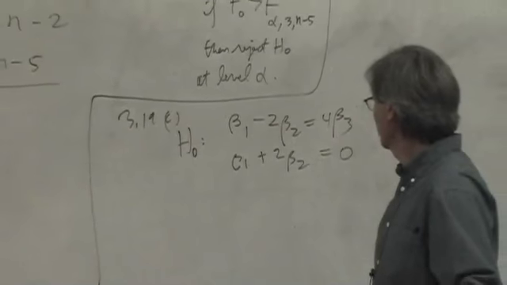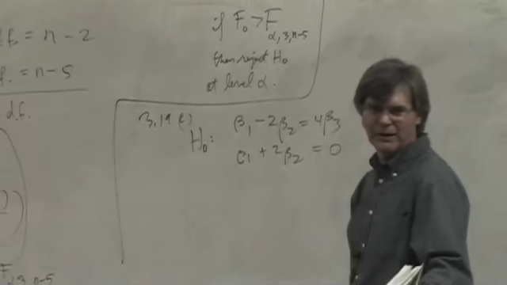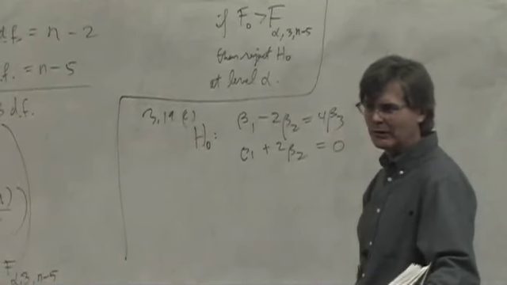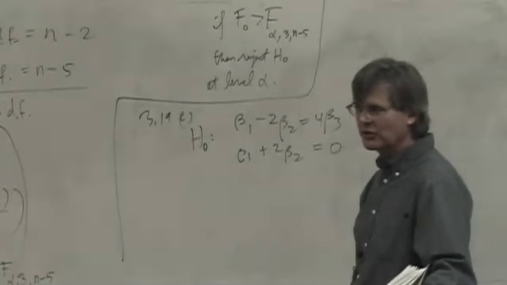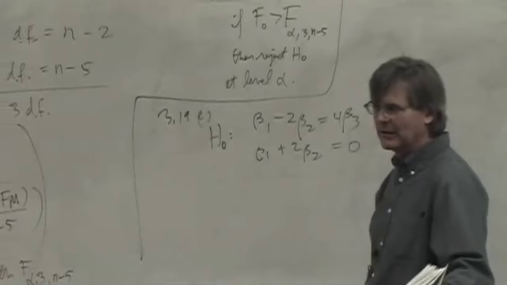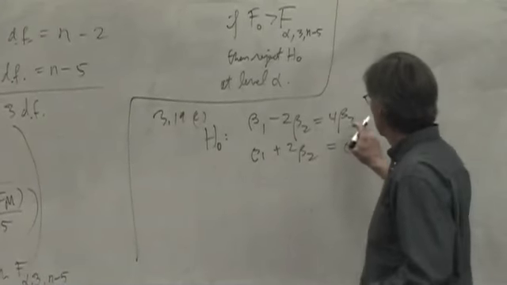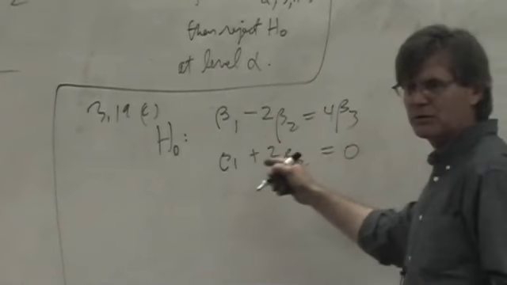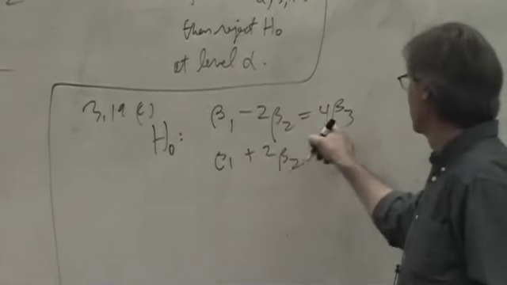You might say, well, where did you get that? But let's not worry about that right now. It's a linear hypothesis. So in other words, there are linear equations in the betas. They don't have to be homogeneous either. You can have, well, as you can see, these are homogeneous. How do I write these as homogeneous equations? You subtract the 4 beta 3. That's correct.